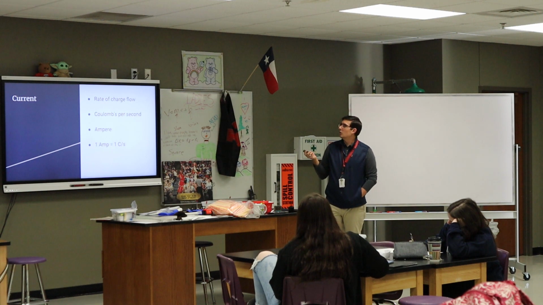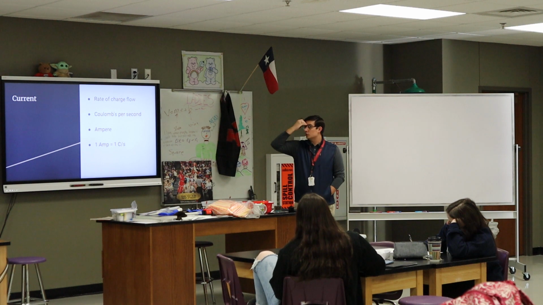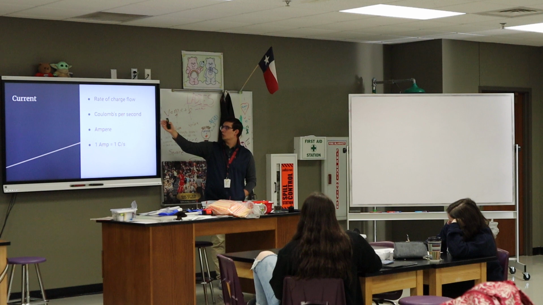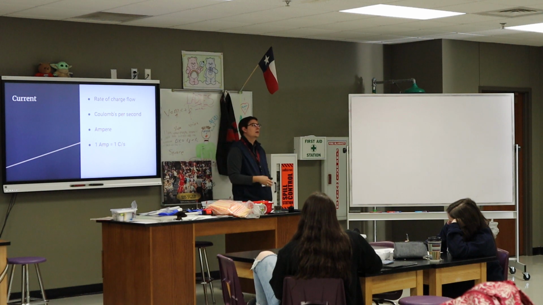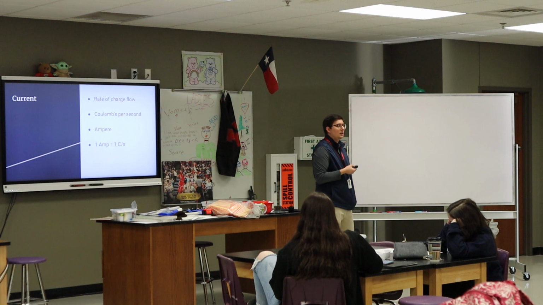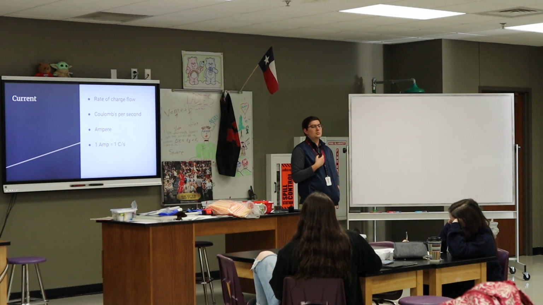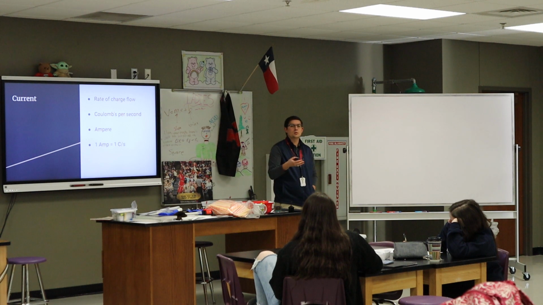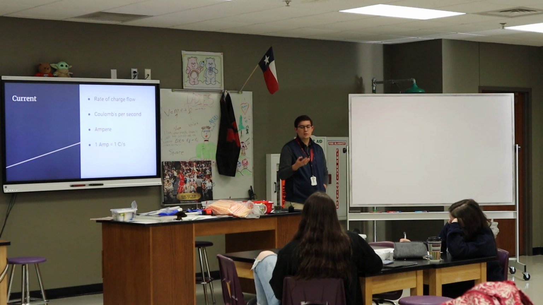All right, so when we talk about current, it's the rate of charge flow. We measure charge in coulombs, and so we measure current in coulombs per second. No one wants to say coulombs per second all the time, so we shorten that to the ampere. And ampere is not something people like to say either, so we typically just shorten that down to amps. So when you hear or read the term amps, that is talking about current.